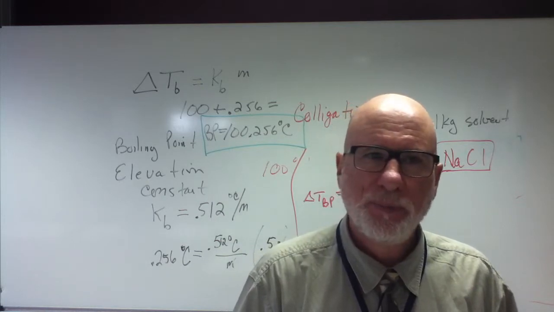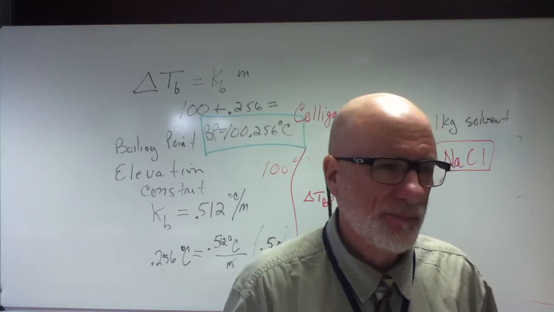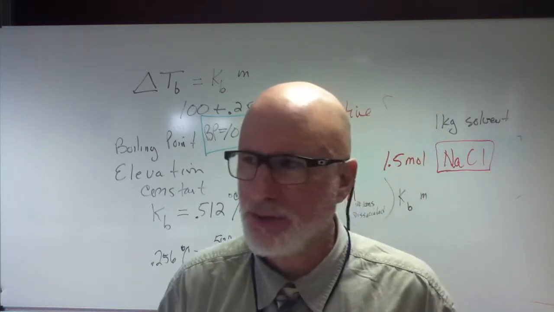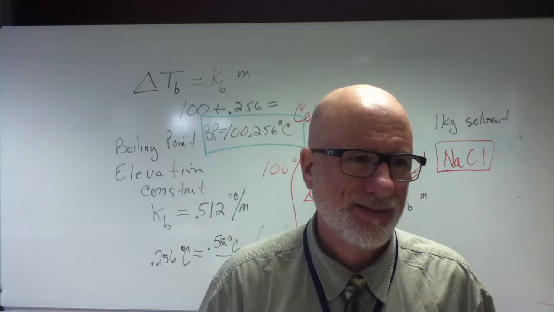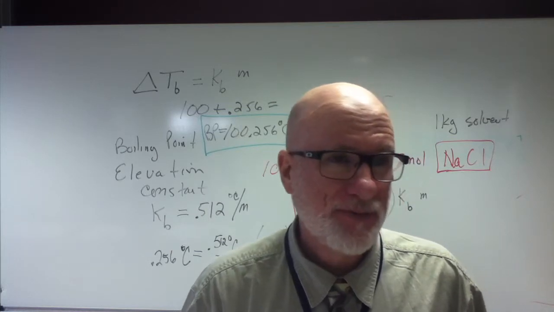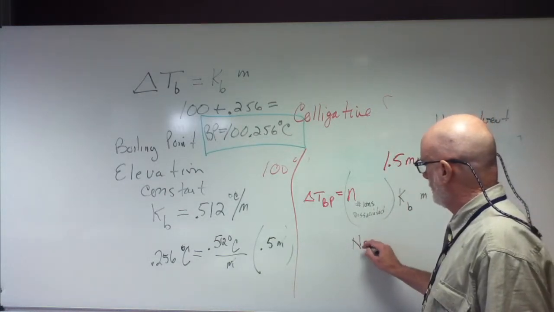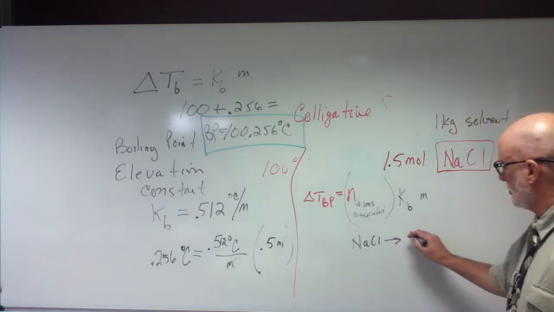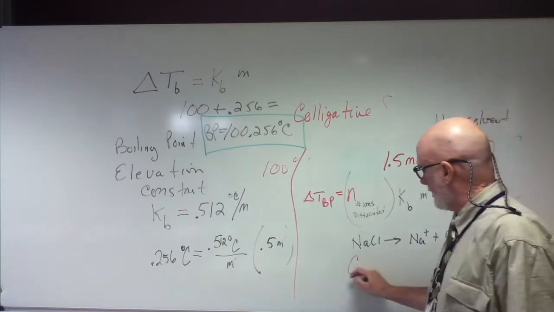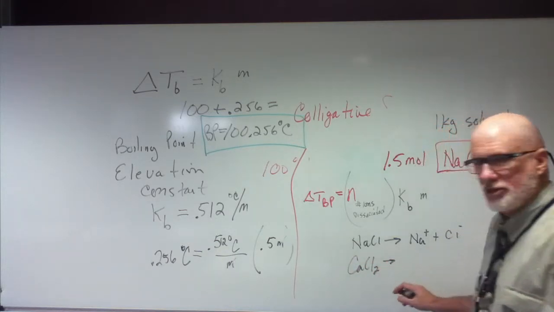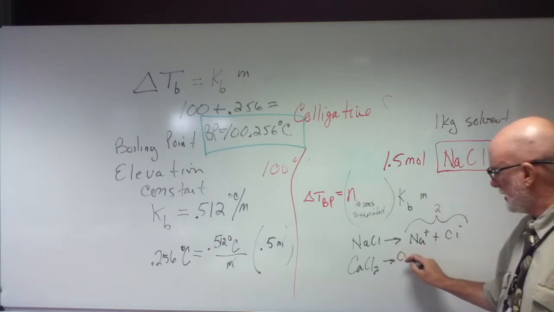Why do they put calcium chloride on roads rather than sodium chloride? You get 50% more bang for the buck. In other words, sodium chloride dissociates to this. Calcium chloride dissociates to this. This is 2 particles, right? Calcium chloride goes like this.